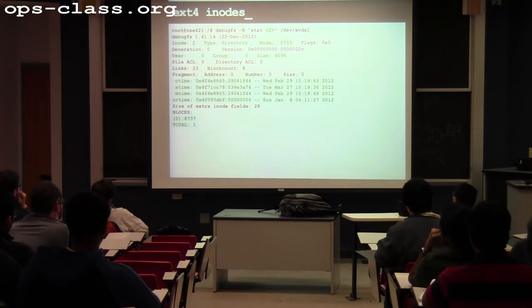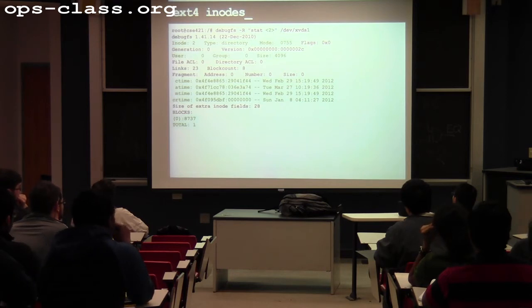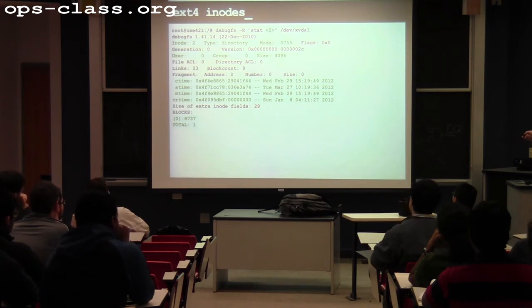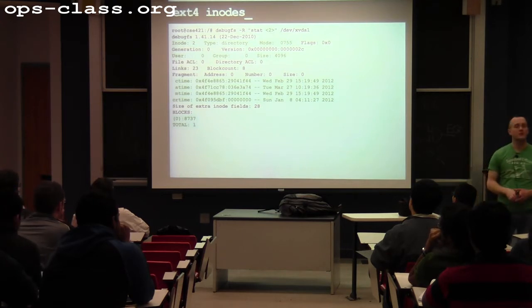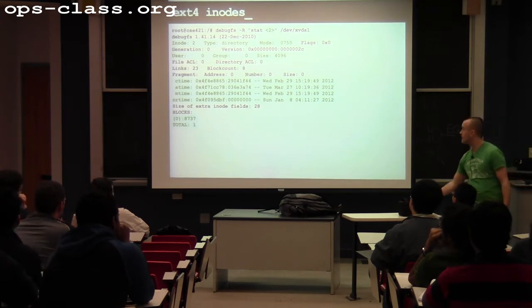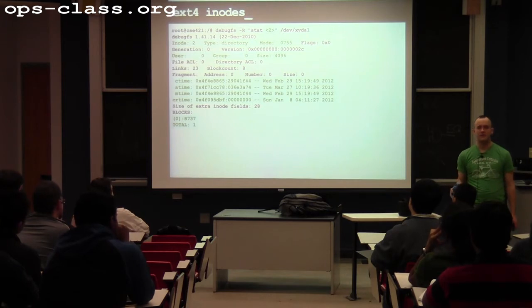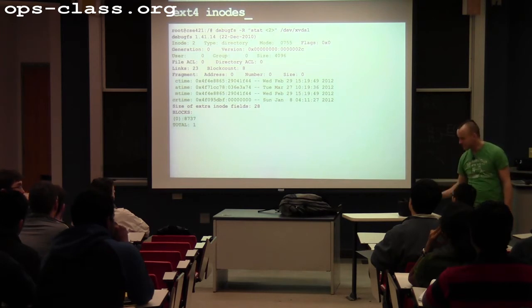User 0, group 0. Who is user 0? Root. User zero is root, right? Group zero is usually, I think, wheel. What is the mode? Good question. What is the mode of this? What's 0755? I'm going to translate that. What does this mean?